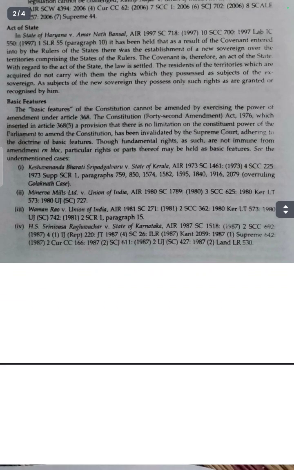Basic feature. The basic feature of the Constitution cannot be amended by exercising the power of amendment. The Constitution Amendment Act 1976, which inserted in Article 368 that there is no limitation on the constituent power of Parliament to amend the Constitution, has been invalidated by the Supreme Court, adhering to the doctrine of basic feature. Therefore, the fundamental right is not immune from amendment. See the undermentioned cases.